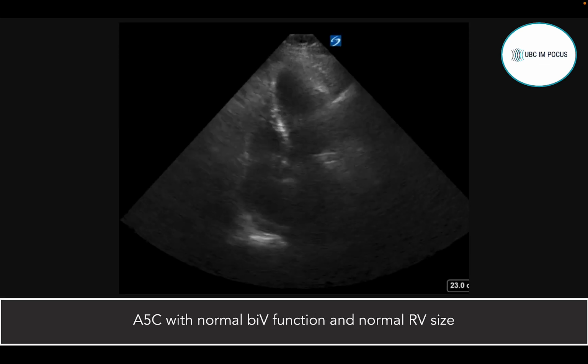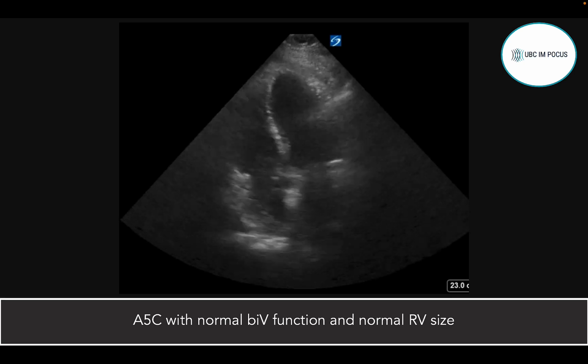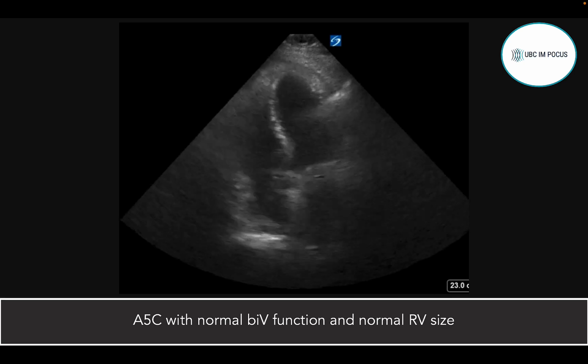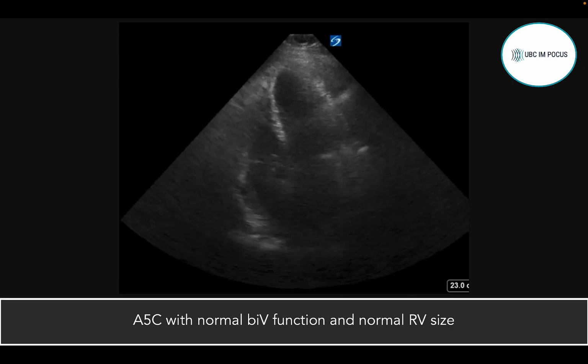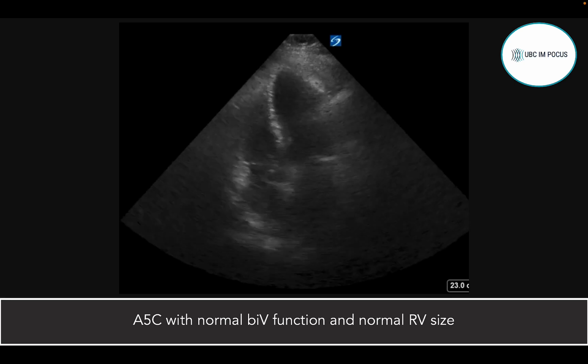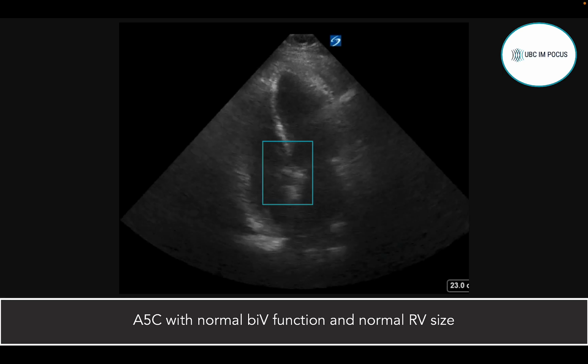This is an apical 5-chamber view that's quite normal. So recall, to go from apical 4-chamber to a 5-chamber view, what we're going to do is fan up to point our beam more up towards the patient's head to bring out that LVOT and the aortic valve.